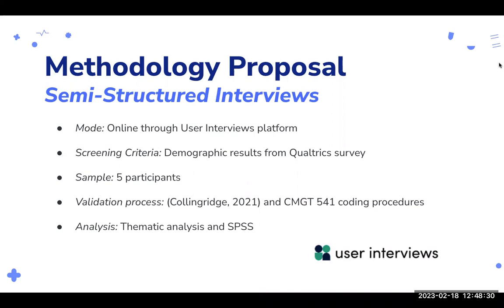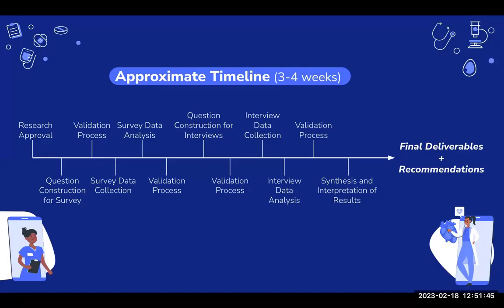To ensure quality control, I plan to use the same validation processes outlined in my survey methodology, in addition to the theme coding procedures covered in 541, so that questions, variables, and results can all be consistently interpreted. Finally, I plan to analyze these results using a combination of thematic analysis and SPSS. I anticipate this research program to need 3 to 4 weeks in order to account for question construction, review processes, data collection, and analysis of results.